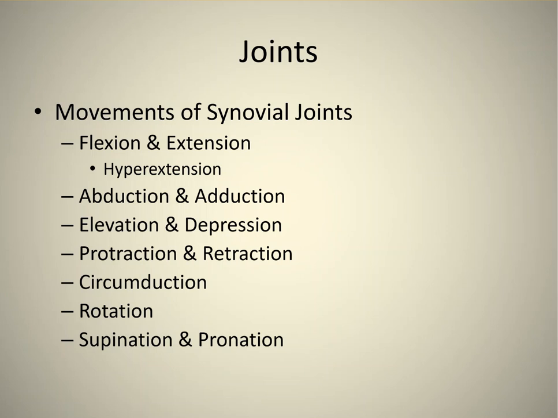I'll show you that. Then there's abduction and adduction. This is actually bringing things closer to the body, adduction, and farther away, abduction. Elevation and depression, up and down, protraction and retraction, away from the body and toward the body, circumduction, which only the very most flexible joints can do, rotation, and then supination and pronation. Those are turning palm up and palm down with your hands.